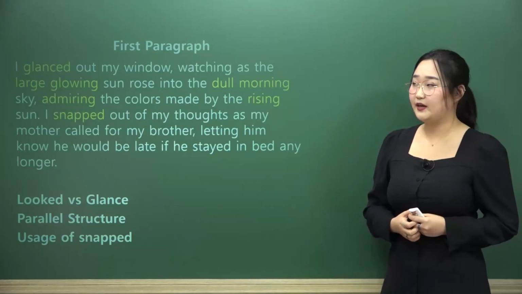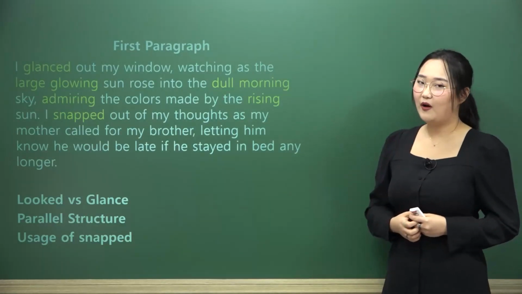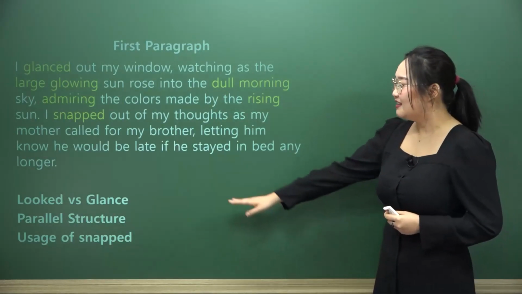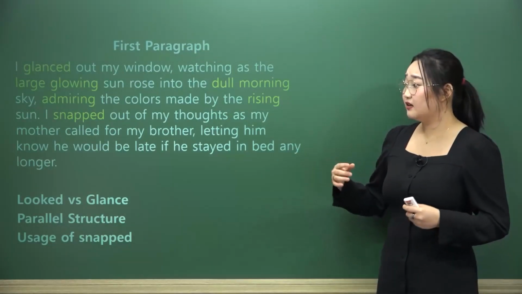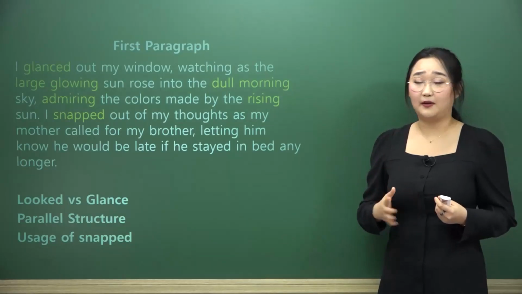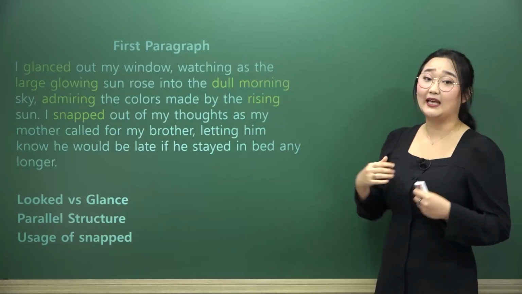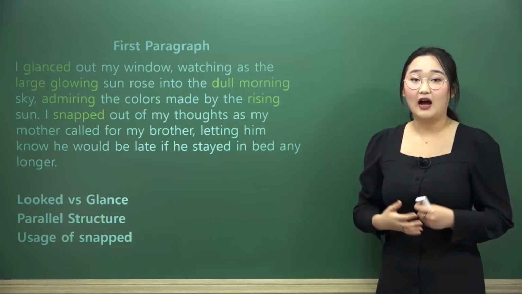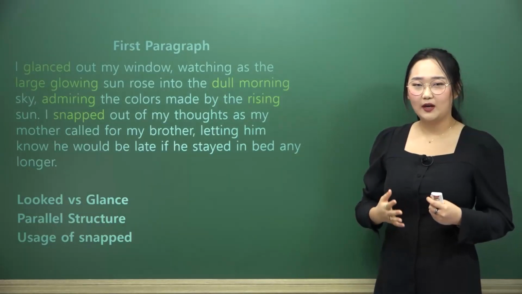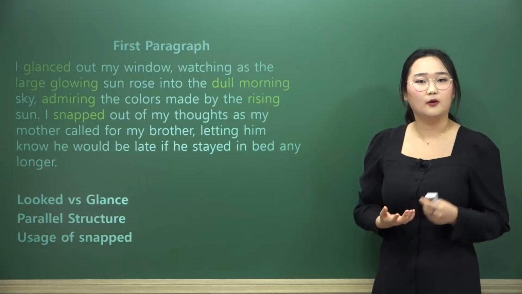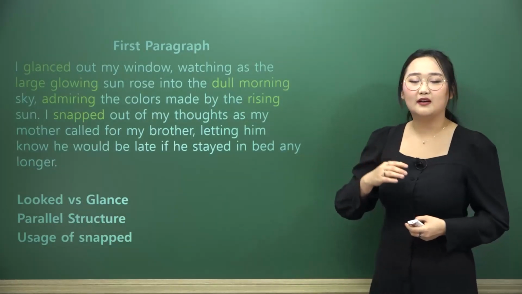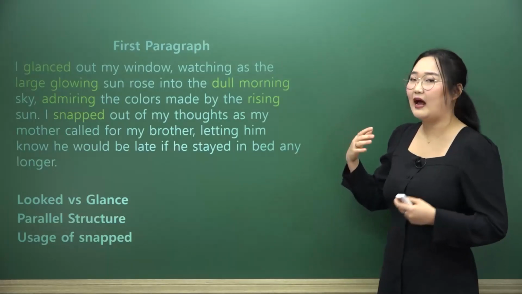Now this is still the first paragraph, but I think this one's quite good as well. Looked versus glance, parallel structure, and usage of the word snapped. Let's look at look versus glance. Okay, the first verb that we see, I glanced out my window. I looked out my window. There's quite a difference here of the nuance. We could easily say looked out the window, but why does this person use glanced? Because it is a subtle movement and I can feel it.